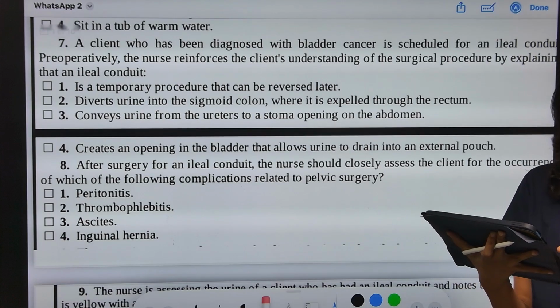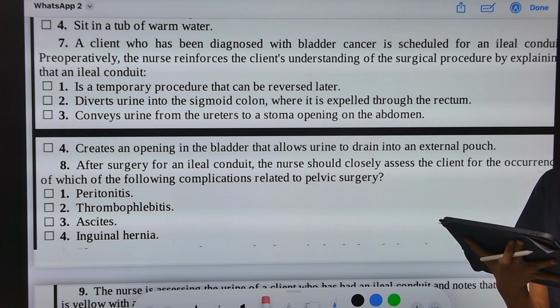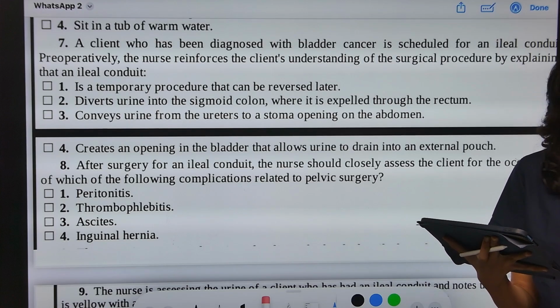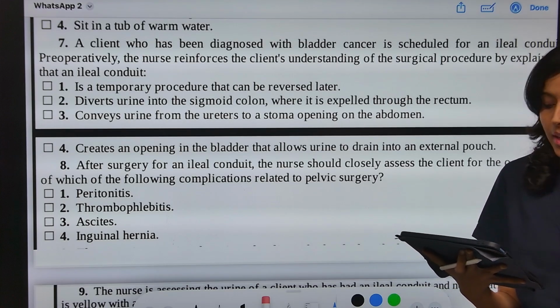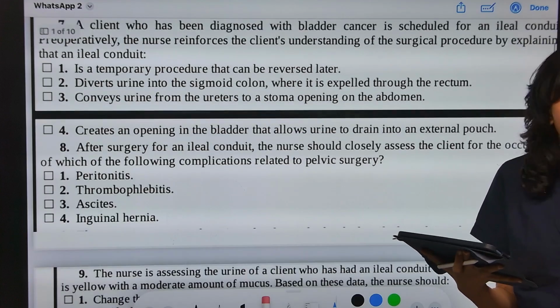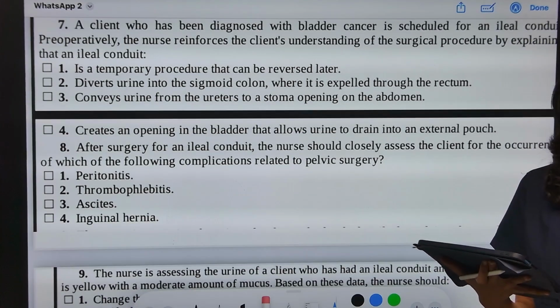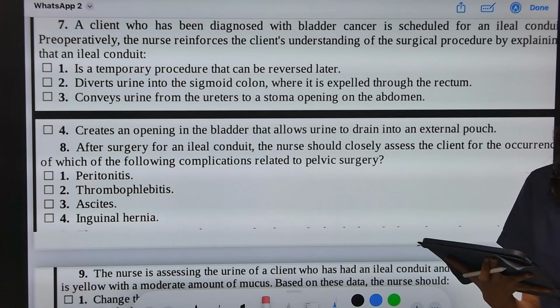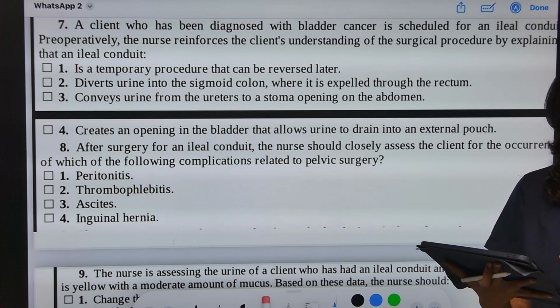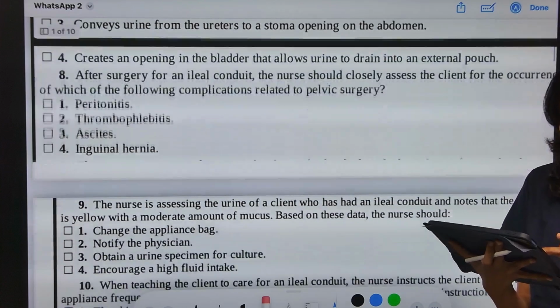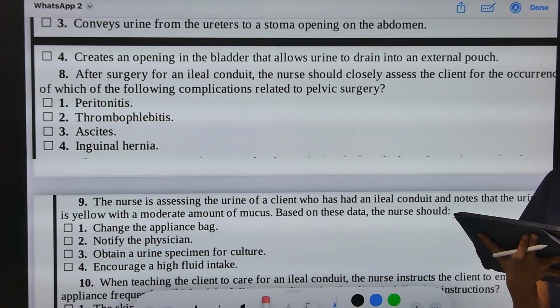Okay, so the right answer will be answer number 4, that creates an opening in the bladder that allows the urine to drain out of the abdominal wall. So there will be a stoma formation that will allow the urine to come out from the ureters to the external abdominal cavity. Now let's discuss question number 8.